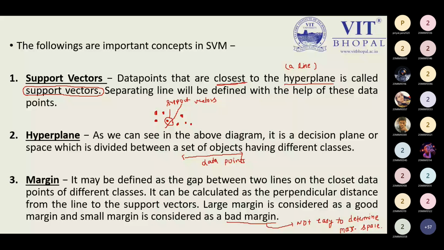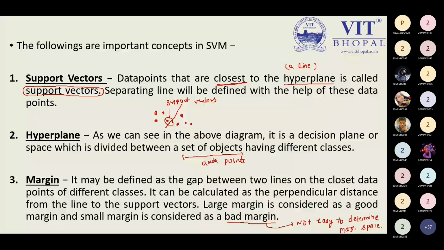But when we have a small margin, it is not easy to determine whether a data point is a support vector or not part of the support vector. So we cannot easily determine the classification of the data properly by choosing a small margin or minimum space, and such a margin is known as a bad margin. A bad margin makes classification hard to determine, so it does not support the maximum space. That is the only reason. So margin means we are talking about the maximum space, which should be good, or more.